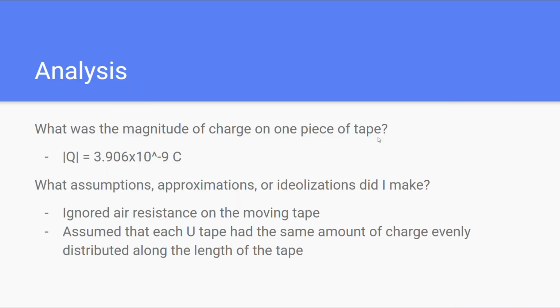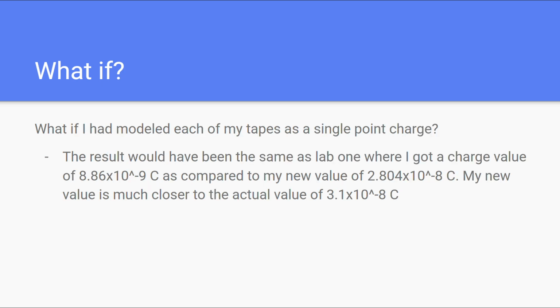So the analysis: the magnitude of the charge on each piece of tape, after doing some math, I found was 3.906 times 10 to the negative ninth coulombs. And then the assumptions, approximations, and idealizations I made were that I ignored air resistance on the moving tape, and I assumed the tape had the same amount of charge evenly distributed along the length of the tape.